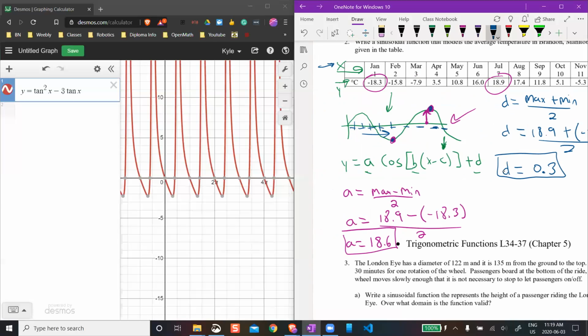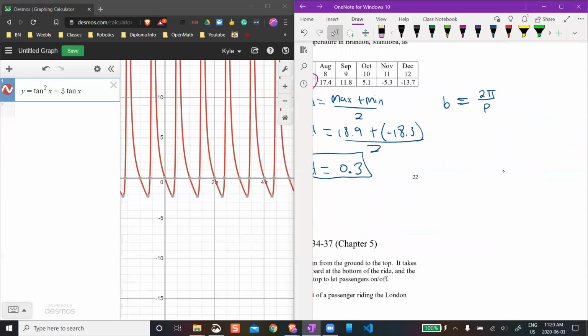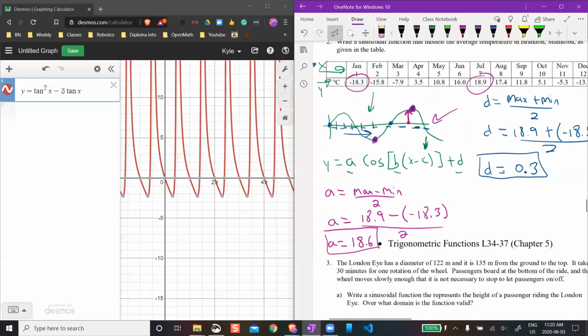So what would the period be here? It's going to go up, it's going to go down, and it's going to repeat the pattern after a year. So our period is 1 year's worth of months, which is 12 months. If I want my B value, that's 2 pi divided by 12. So our B value is pi over 6. All right, we've got 3 of them, so we're getting there. We're close.